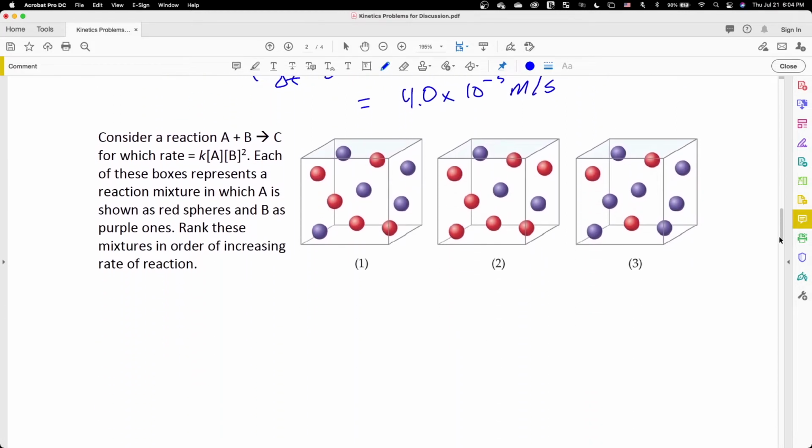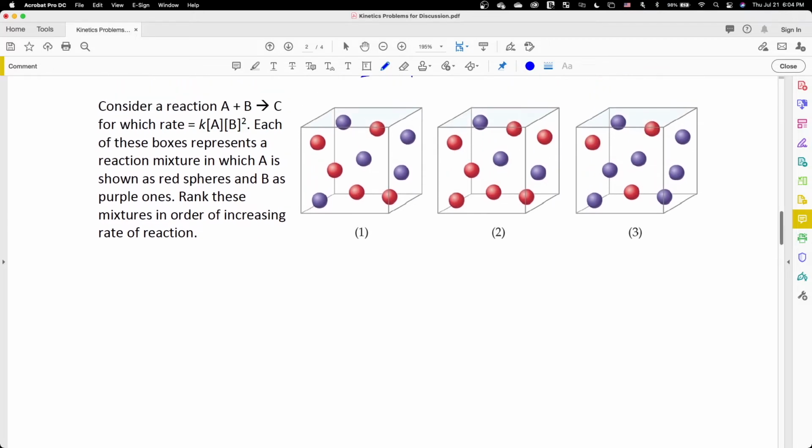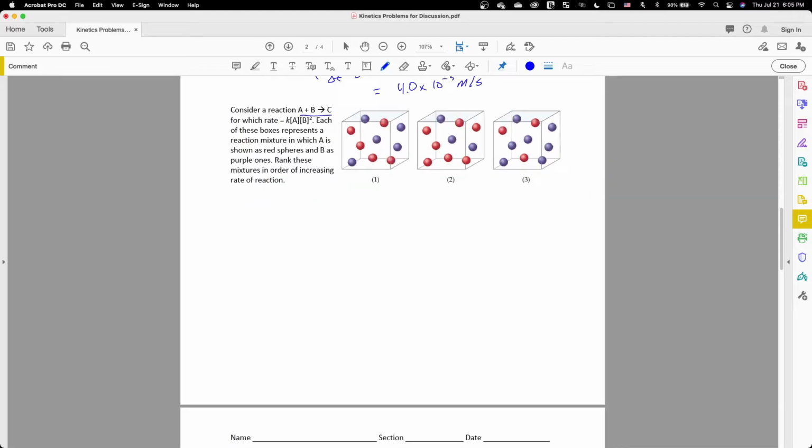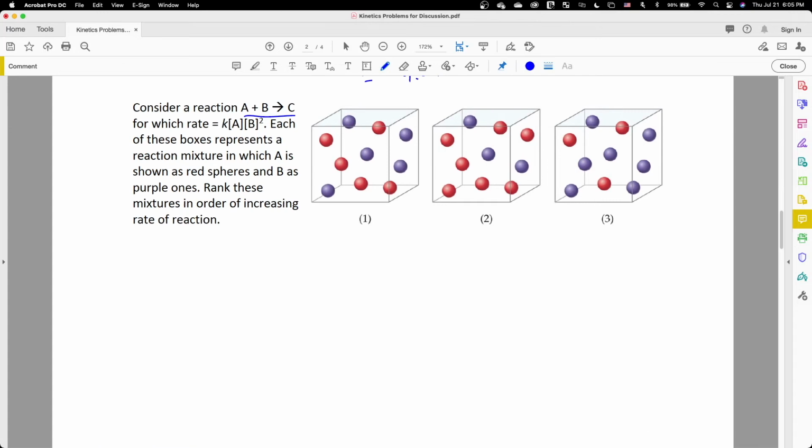Let's move on to the next question. The next one's pretty easy. It says, consider the reaction of A plus B makes C, for which, oops, I'm sorry, I didn't mean to zoom out there. Let me zoom back in.